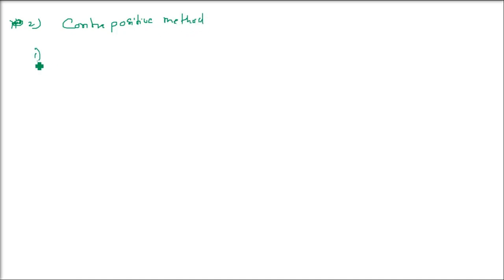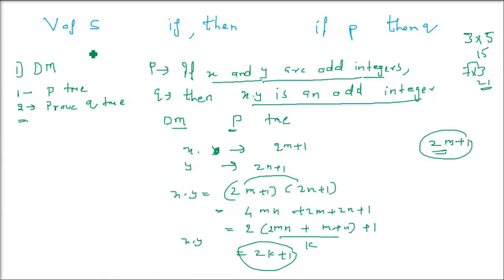In this, the first step is we assume that Q is false. Whether it is true or false, we don't know. We just say it is false. And then in step 2, we try to prove that P is false. We start with Q is false, and then we prove that P is false. This is the contrapositive method. Same example we are taking, okay?